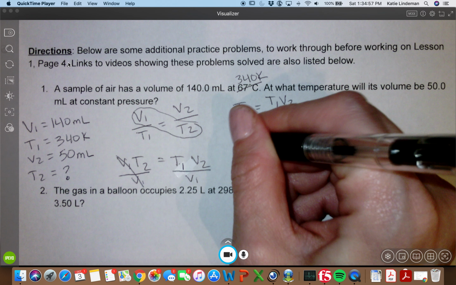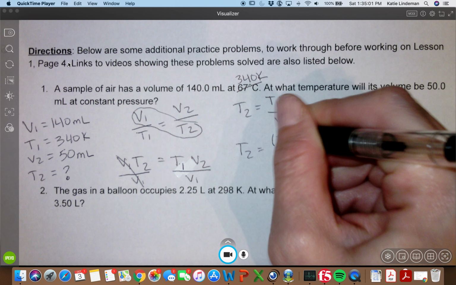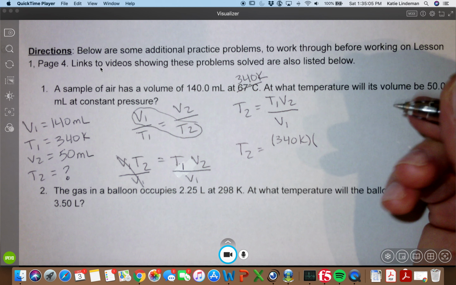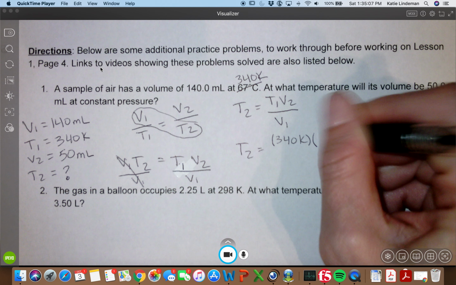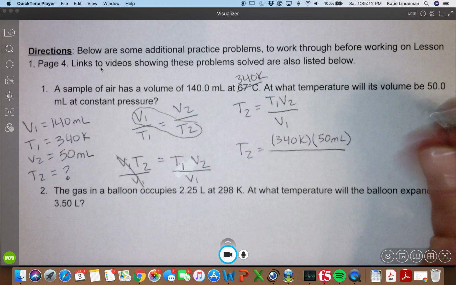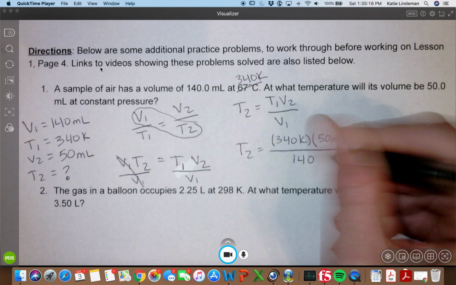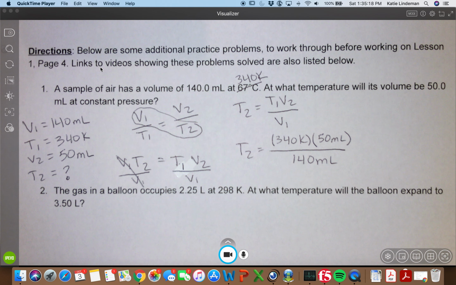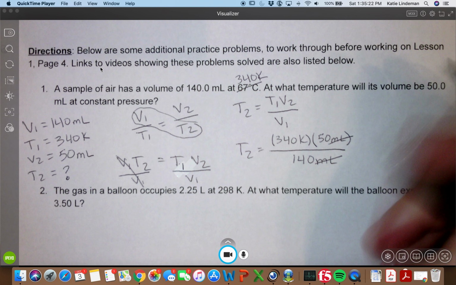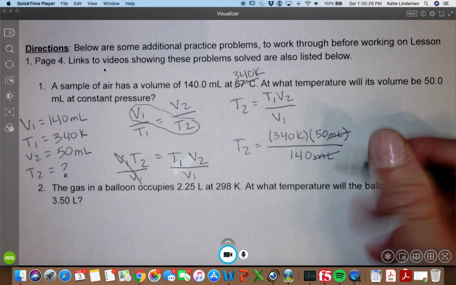So T2 is equal to T1, which is 340 kelvins, multiplied by V2, which is 50 milliliters, divided by V1, which is 140 milliliters. Since we have milliliters in the numerator and in the denominator, we can cancel those out.